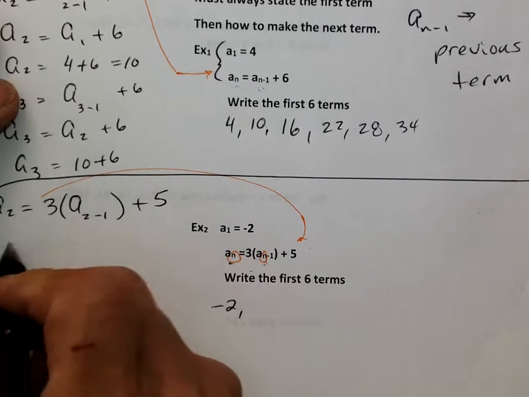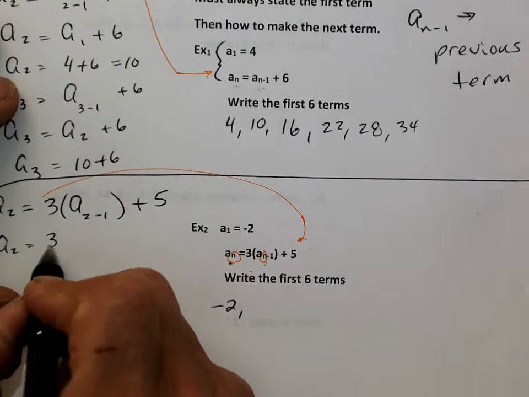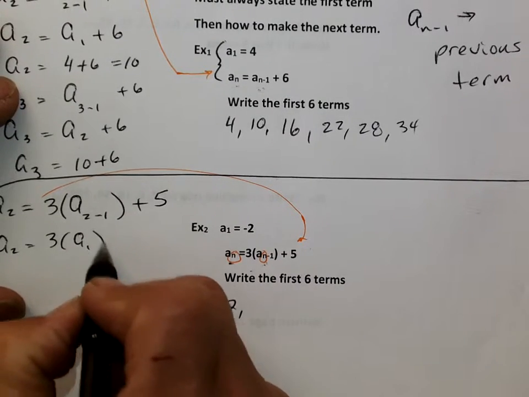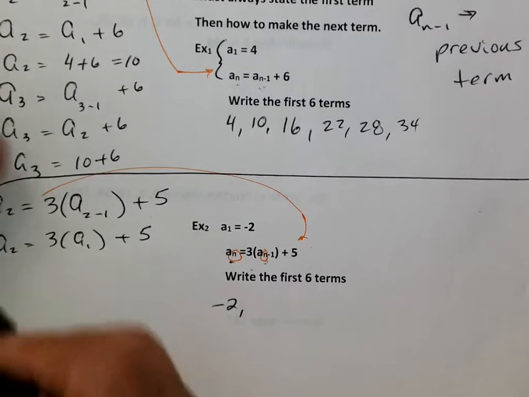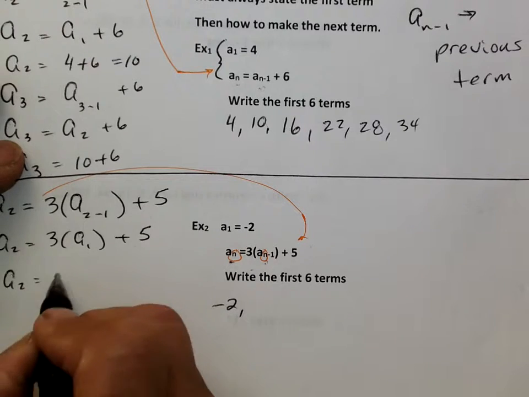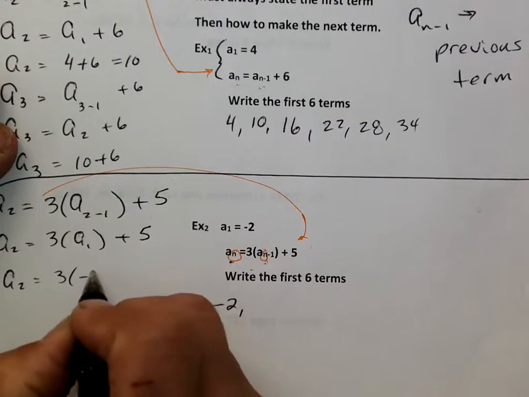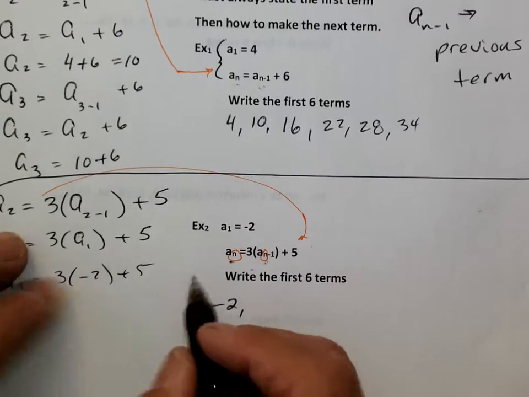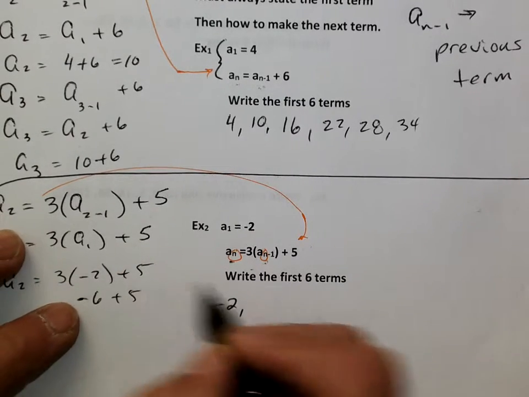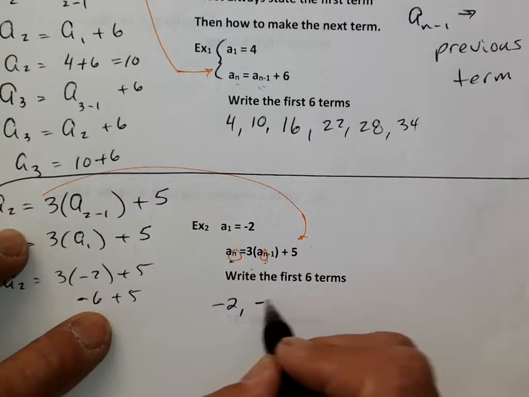So A2 is equal to 3 times A1 plus 5. But I know A1. A1 is -2. So A2 is equal to 3 times -2 plus 5, which is -6 plus 5, which is -1.